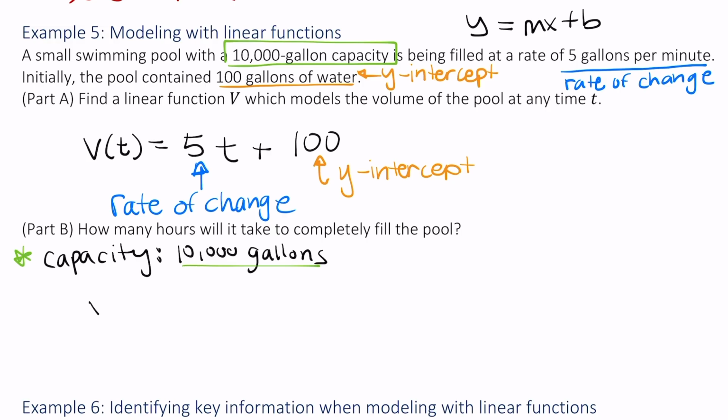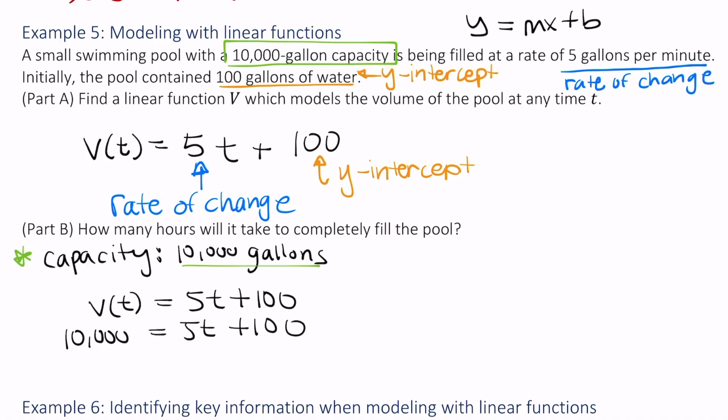So I'm basically going to rewrite the whole function. We found v of t equals 5t plus 100. Then I'm going to replace the v of t with 10,000. Okay, so now I can go ahead and solve this. So I'm going backwards. I'm trying to get this t by itself, so I'm going to subtract 100 from both sides. This one's easy. 0. What do I get on the left? Can someone tell me what I get on the left? Yep, 9,900.